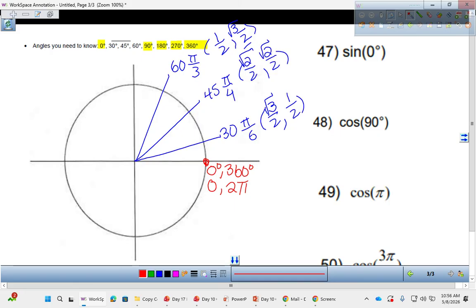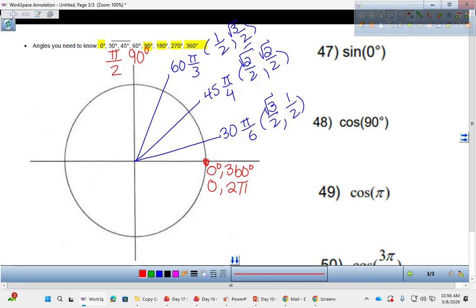All right, and then when I go up here, I'm at 90 degrees. Does anybody remember what 90 degrees is in radians? What is it? Yes, 0.5 pi, or pi over 2. Same thing. I don't care if you call it 0.5 pi or pi over 2. All right, so I think you already know that part, right?